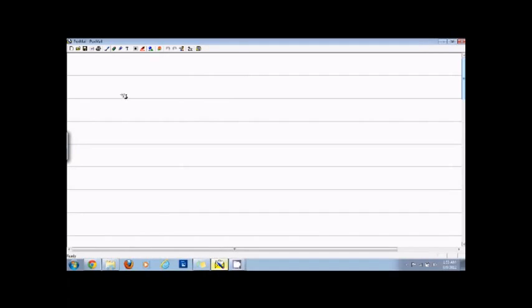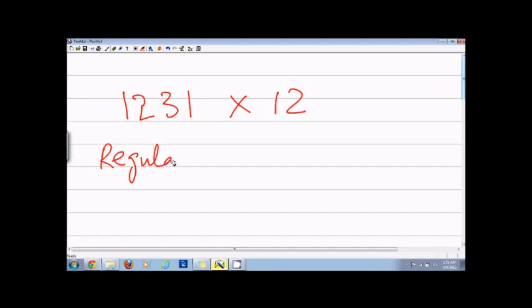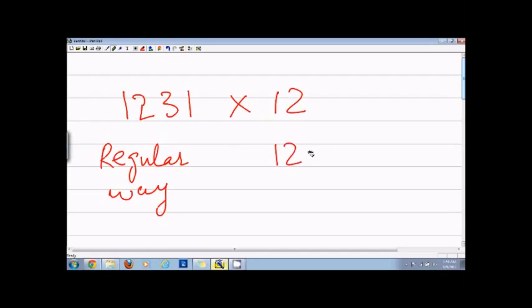Hi everyone, in this tutorial I will show you how to multiply a number by 12 in a quick and easy way. For example, I have 1231, and I want to multiply it by 12. So the regular way will be to write 1231 and then multiply it by 12.